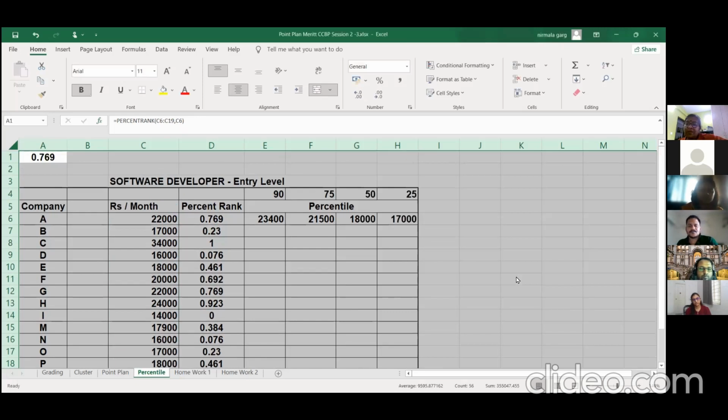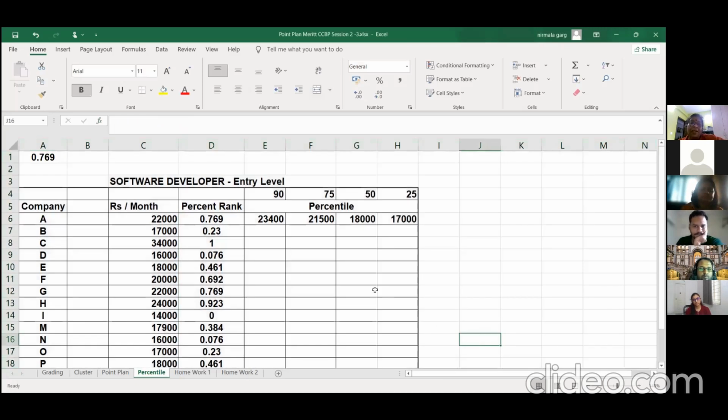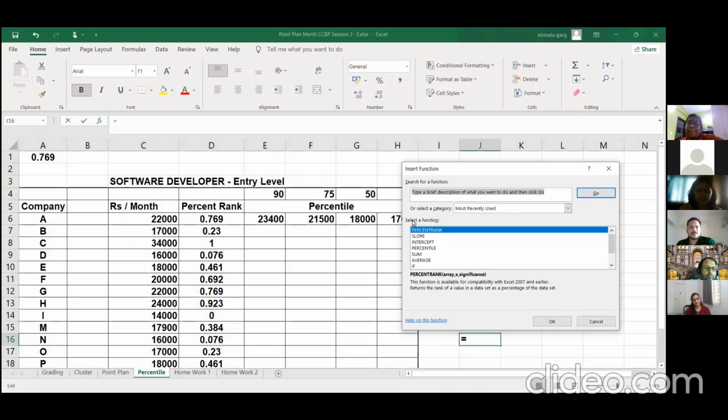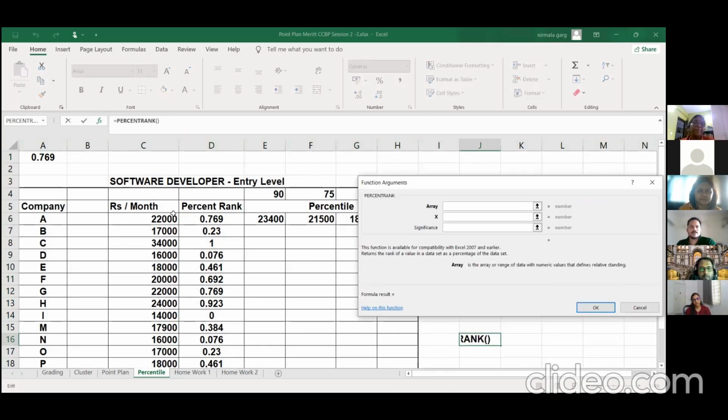Okay. Let me show you one more because I didn't click on that here. I'll click here and then I'll show you. Percent rank, most recently used. Let me cancel it. Okay. Array.